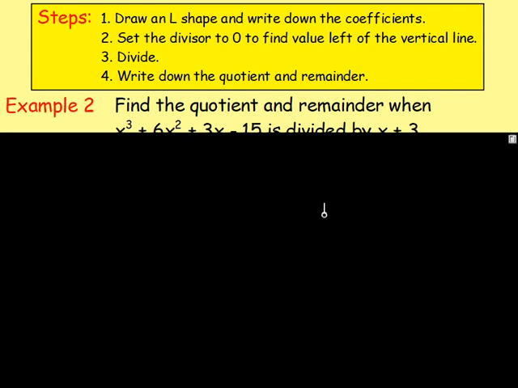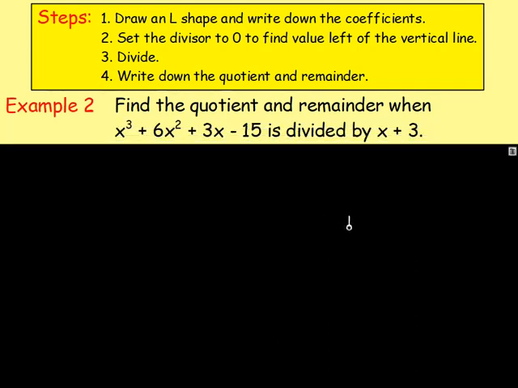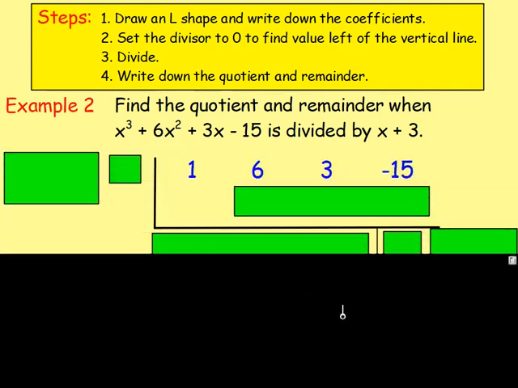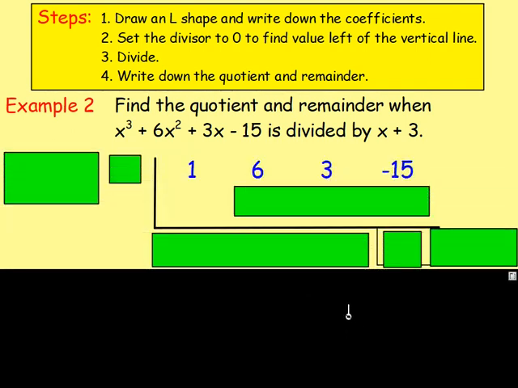Example 2. Find the quotient and the remainder when x cubed add 6x squared add 3x minus 15 is divided by x plus 3. So first thing, set up the L shape and write down the coefficients. We have x cubed, x squared, x and numbers, so that's fine. We're not missing any x terms. So the coefficients, we have 1 for x cubed, then 6, then 3, then negative 15.